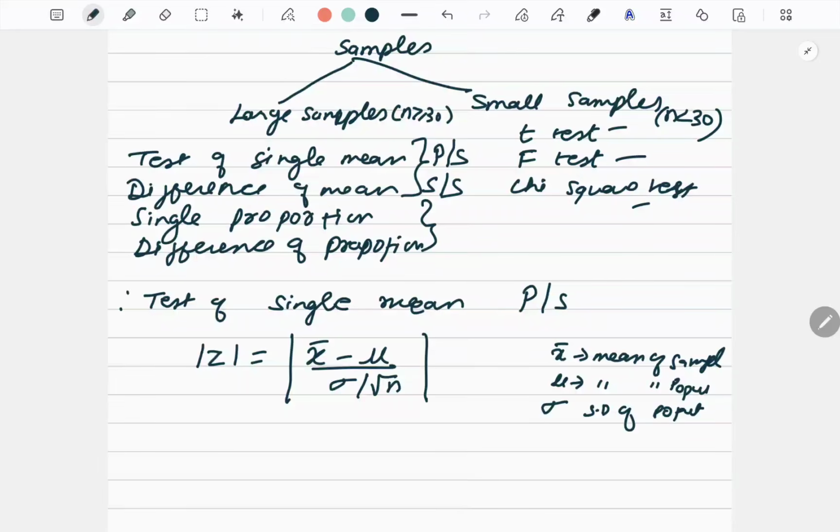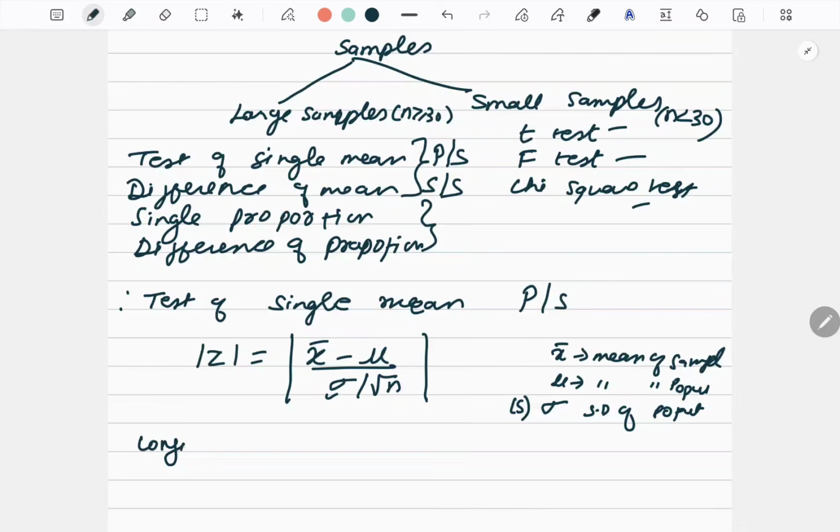In case the standard deviation of the population is not given, in place of sigma you take S, which will be the standard deviation of the sample. So sometimes, instead of the standard deviation of the population, they give it for the sample. So in place of sigma in this formula, you can take S. And obviously small n is the size of the sample.